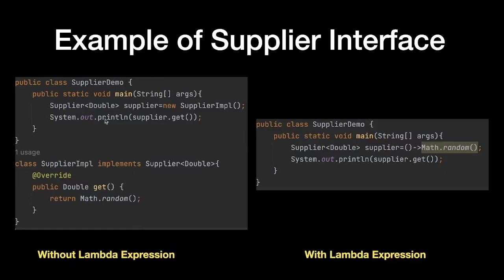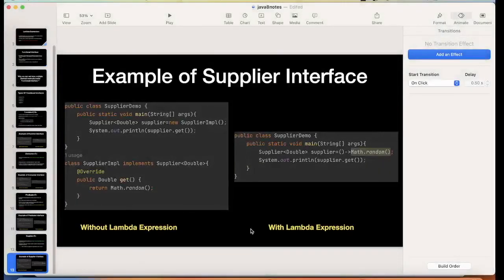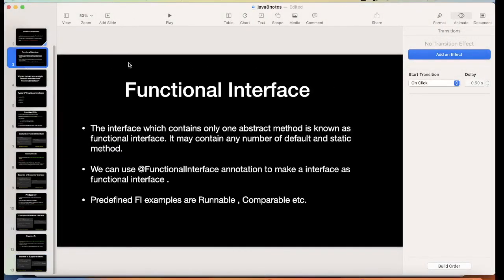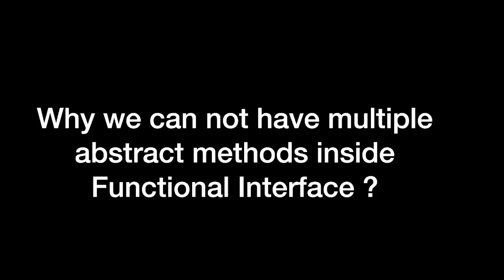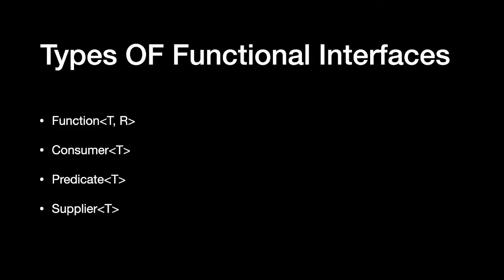So what are the things we have discussed in today's video? We have discussed the functional interface. Then we have seen the example of the Runnable interface, and after that we have discussed these 4 types of functional interfaces: Function, Consumer, Predicate and Supplier. I hope you have understood everything.